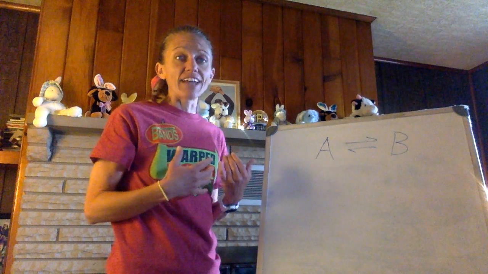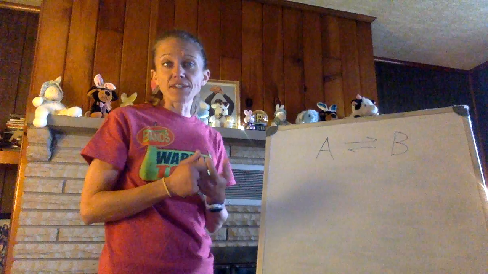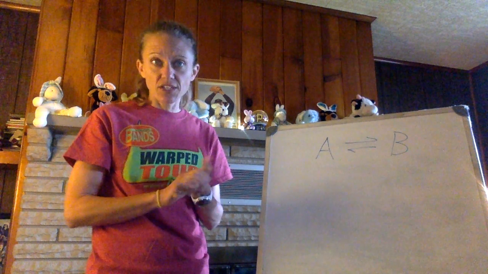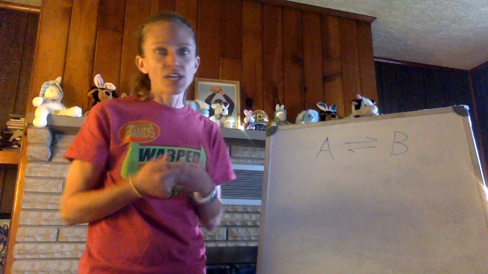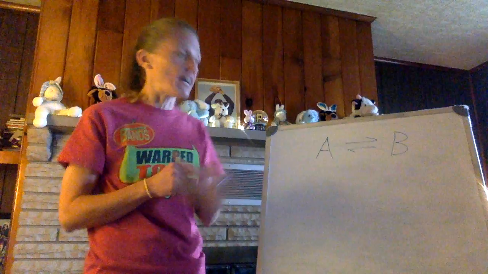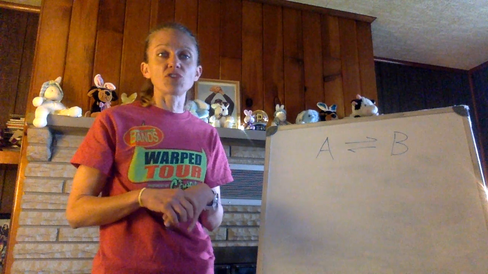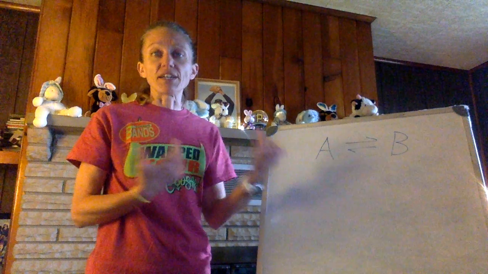We read left to right naturally, so we count that as the forward reaction. Could I have written this as B yields A with the equilibrium arrow in between? Yes. In that case, B would have been my forward and A would have been my reverse. It doesn't matter which way I write it, because it is a reversible reaction. Most of the reactions we've seen so far this year have not been equilibrium reactions, but this is.